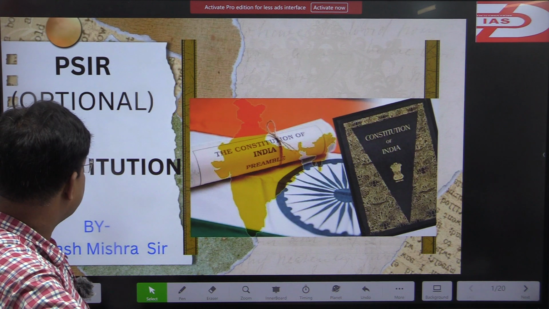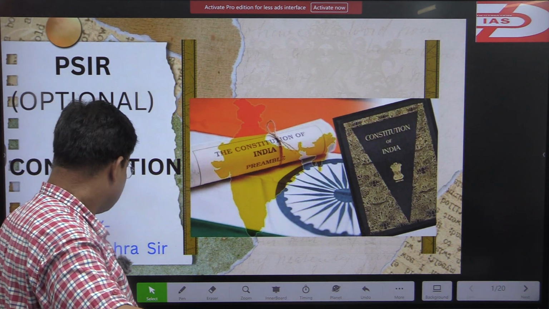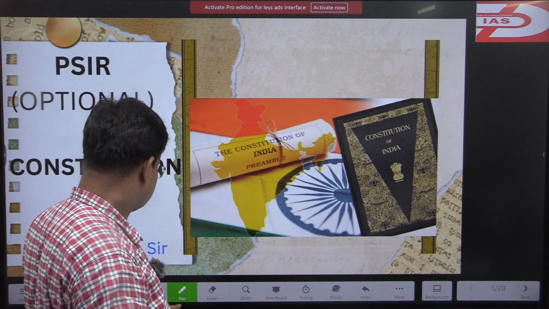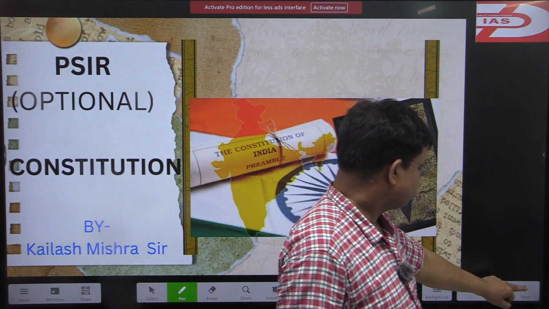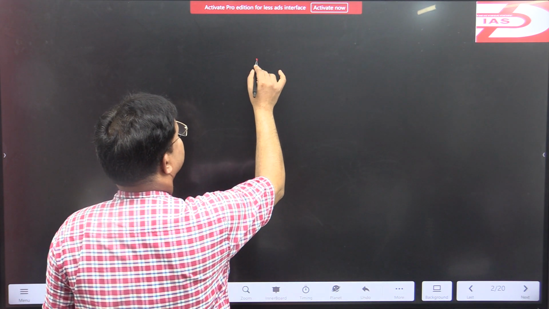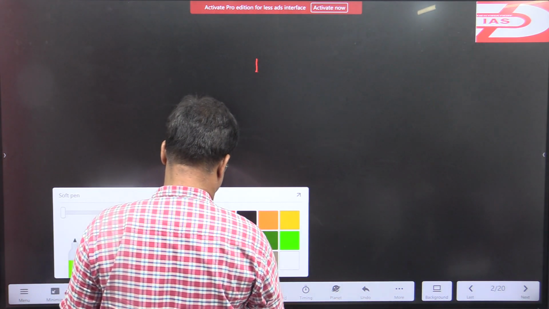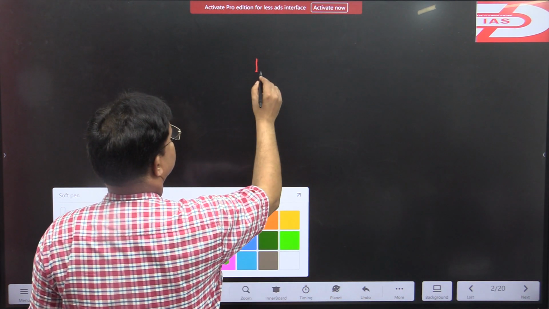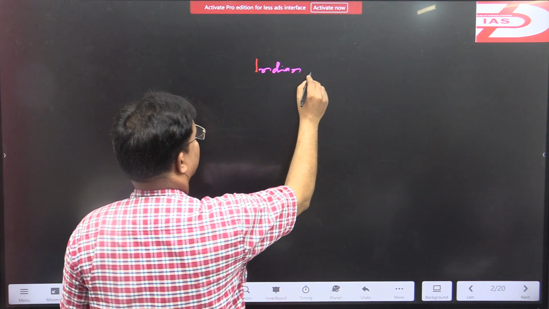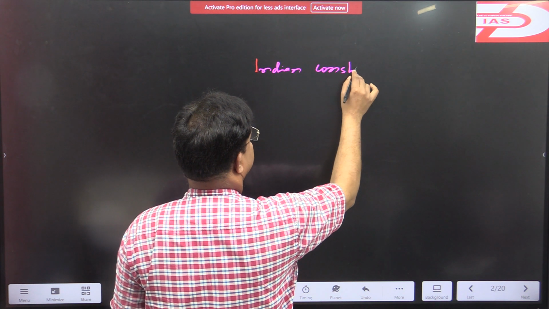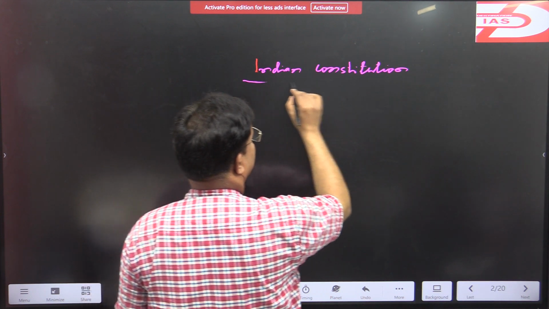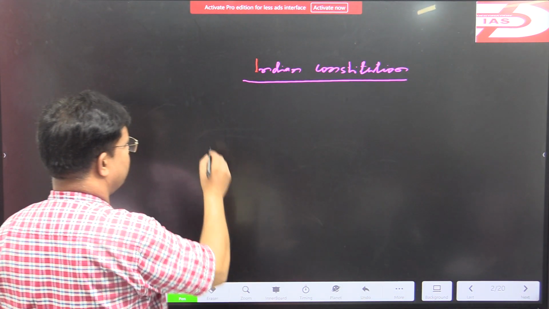Today we shall discuss Indian Constitution. Book recommended.